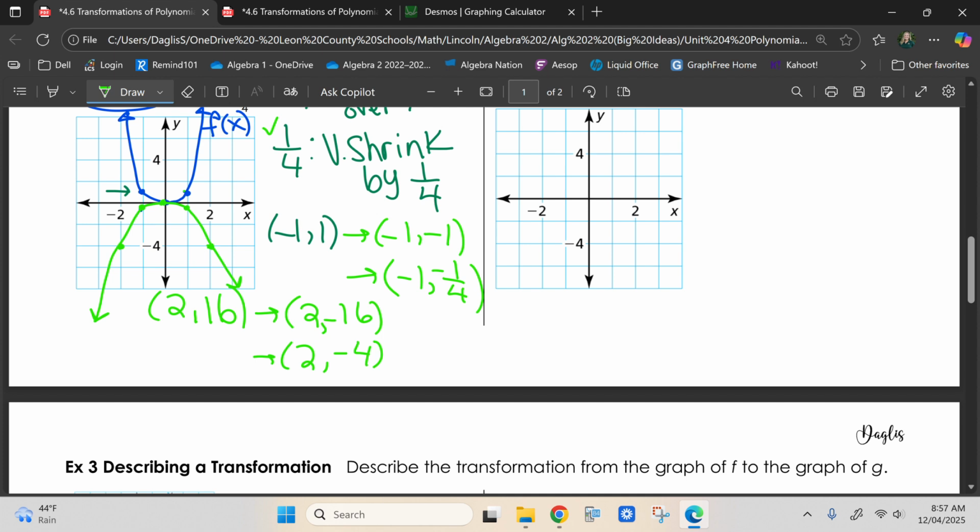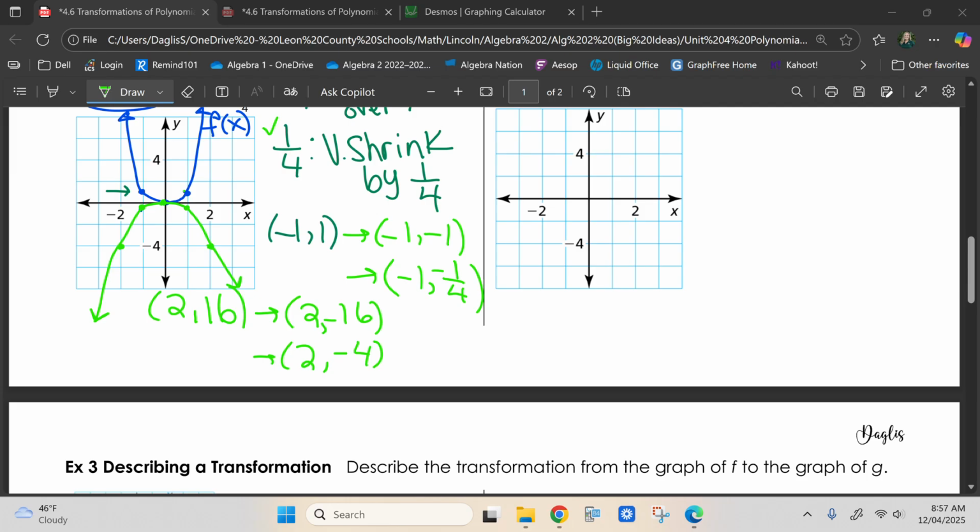So look at that. It got flipped over and now it's wider like we thought. Do you have any questions about how to apply the transformations without just typing it into Desmos?